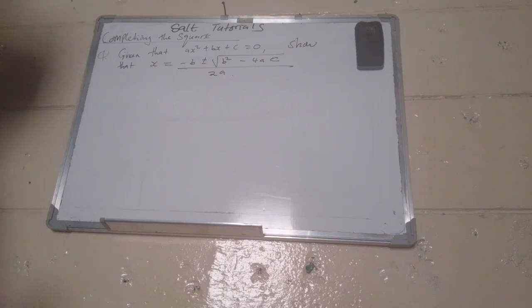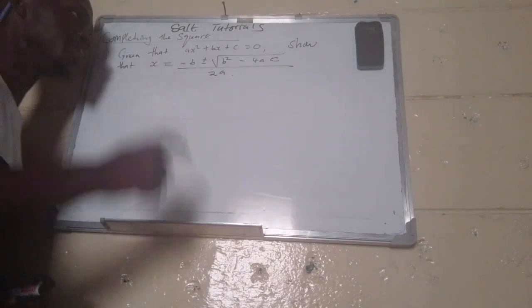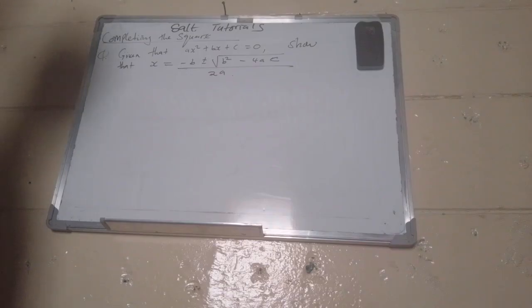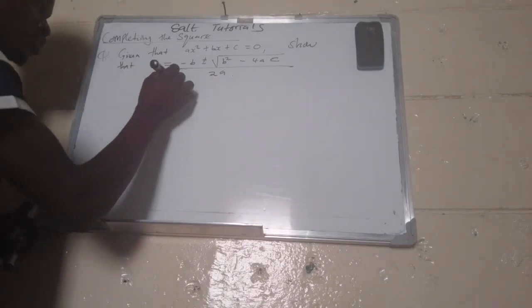The only way that can be shown or derived is by having the knowledge of how to complete the square. The same steps we're going to use in deriving the value of x are the same method and steps we're going to use in solving every quadratic equation using the completing the square method. So we'll start. Solution.